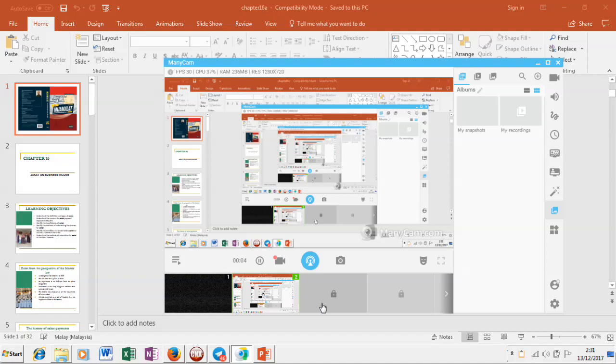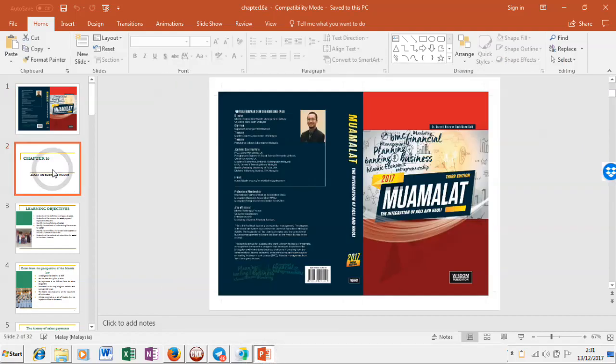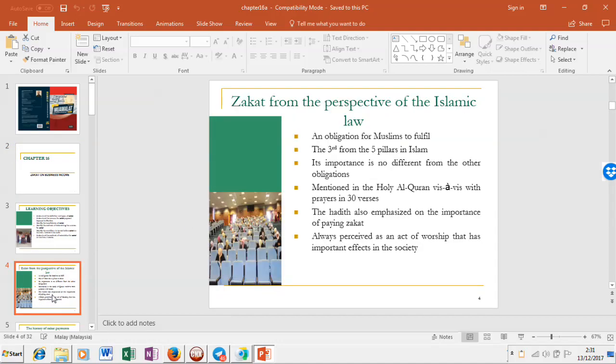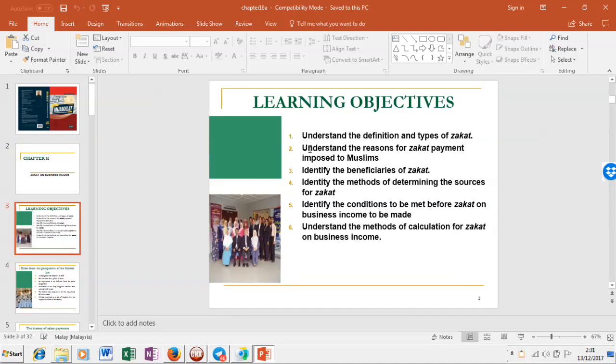Dr. Adli is here. I will continue on the chapter on zakat on business income. So we have actually covered until the three objectives here. First one is to understand the definition and type of zakat, and then to understand the reason for zakat payment imposed on Muslims, and number three, to identify the eight beneficiaries of zakat.